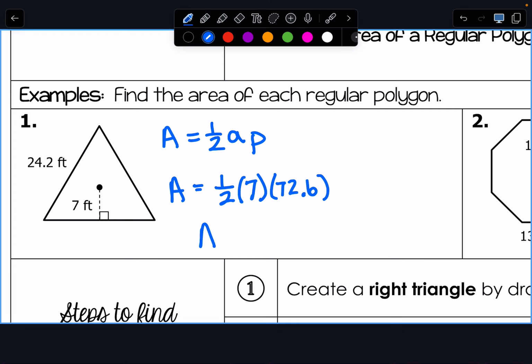Okay. So what's our area? Do you agree with 254.1? Yeah. Augie, what's our label? Square feet.